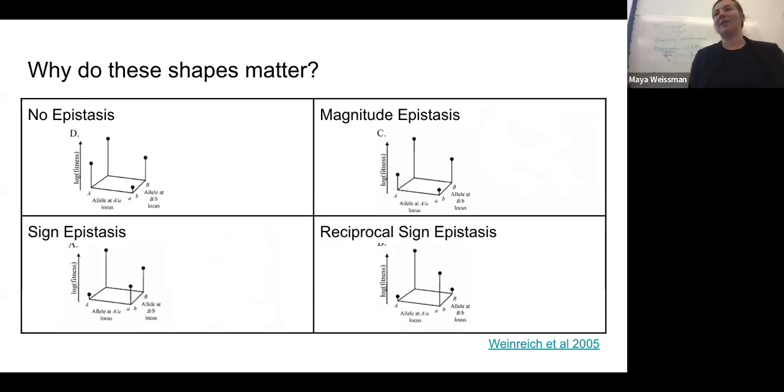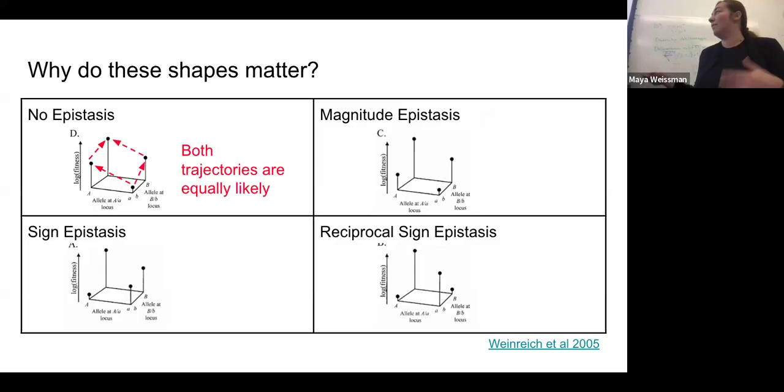These shapes matter because they impact how accessible trajectories are. So if we imagine all of these different points are our starting points, if there's no epistasis, both pathways are equally likely. And so we'd expect to see a mix in a population of all 4 of these different genotypes, although most individuals would probably be at the optima.